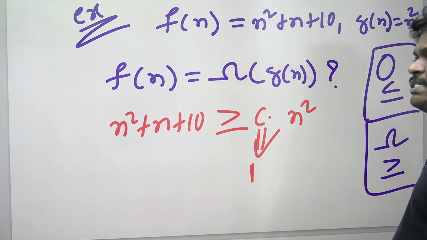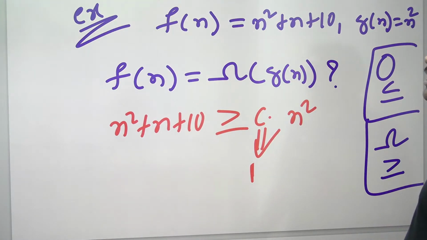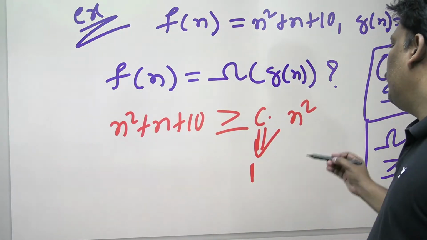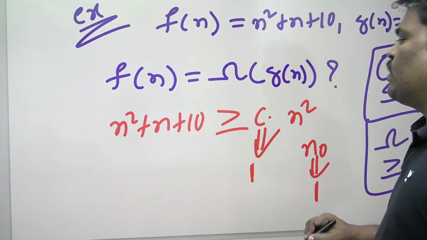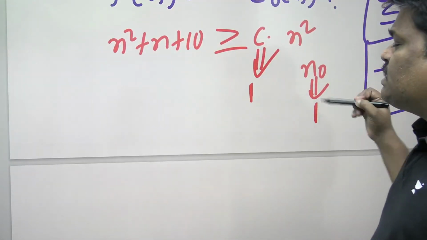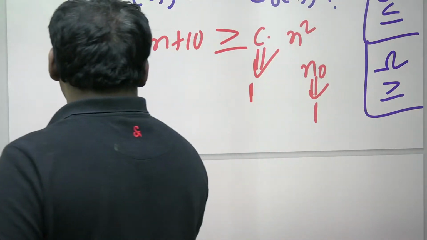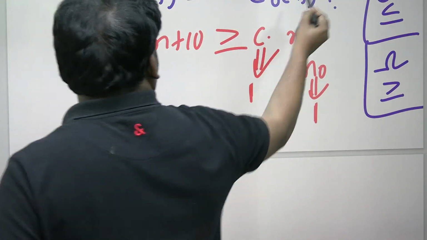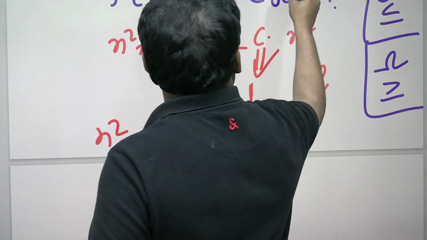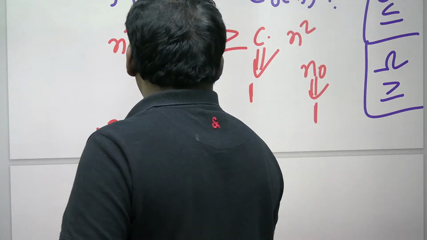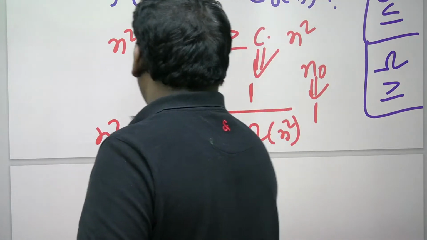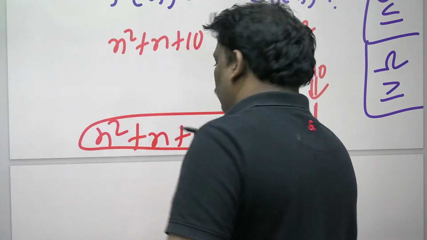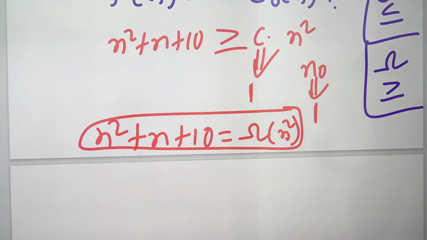I would use some c, but unfortunately the left is already bigger than the right. I also want to prove left bigger, so you take c value 1. Some people are asking, what is the n0? I think from 1 onwards it works. Because if you are able to fix the c value and n0 value, I can simply say that n squared plus n plus 10 is omega of n squared.